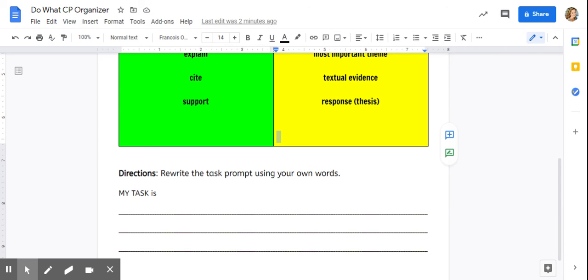In the next video, we're going to use this prompt, this question that we just analyzed, and we're going to write the introduction of your essay. But this was just making sure that you understand exactly what the question is asking you. So rewrite the task in your own words and turn this in, and you are finished.